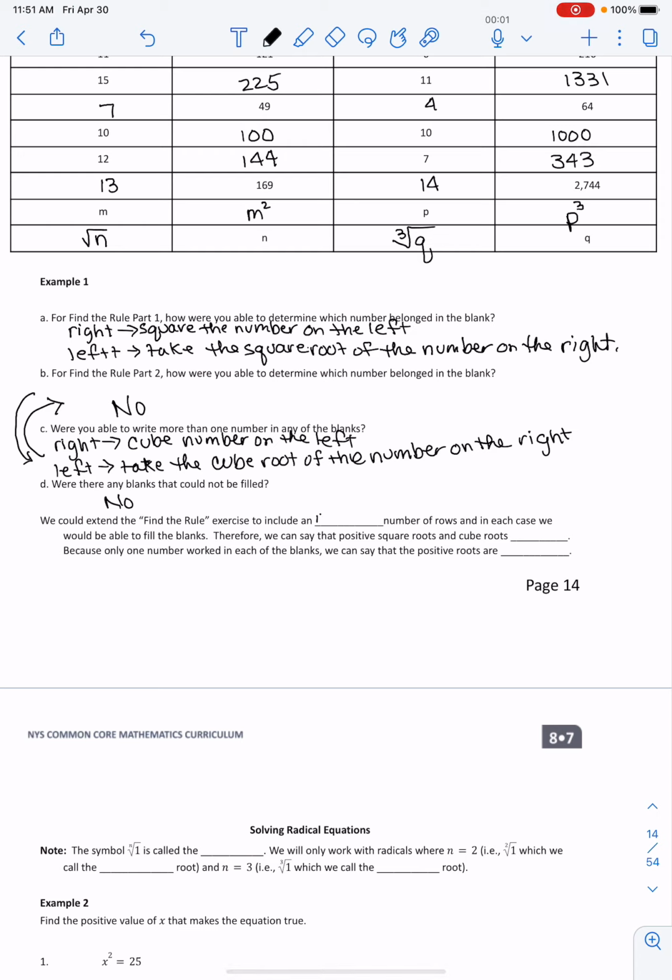So to find the positive value of x that makes the equation true, in this case, we are going to take the square root of both sides. So here I'm going to take the square root of both sides. So the square root of x squared is x. The square root of 25 is 5.